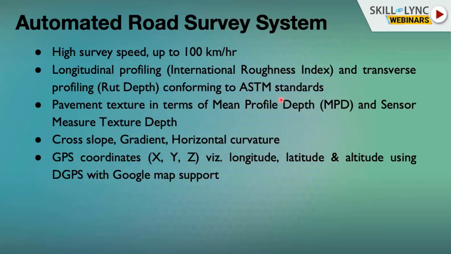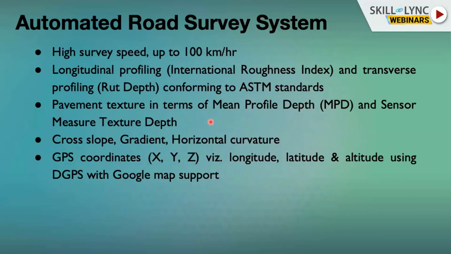We also get the transverse profiling, which gives you the rut depth. These are measured in conformance with the ASTM standards. It also gives you the mean profile depth or the mean texture depth, which is a parameter of skid resistance or friction. And it also gives you the cross slope, gradient, and horizontal curvature, which are the geometric parameters of a road.